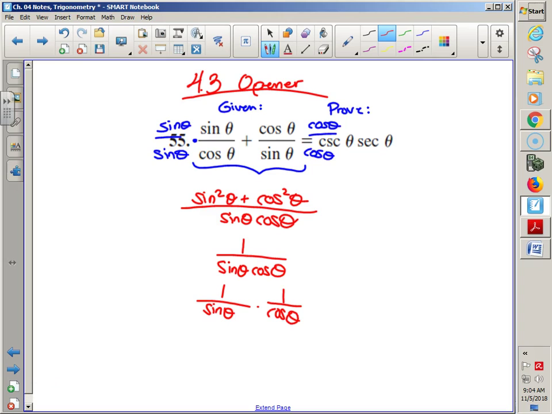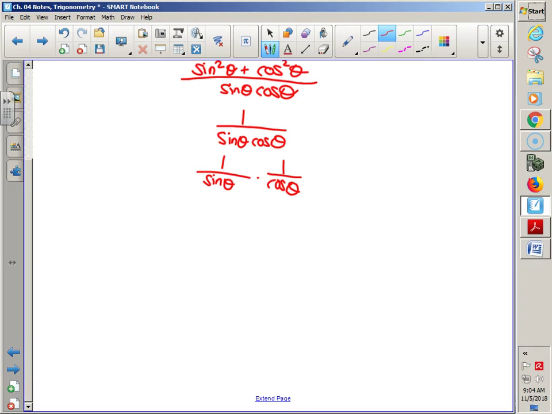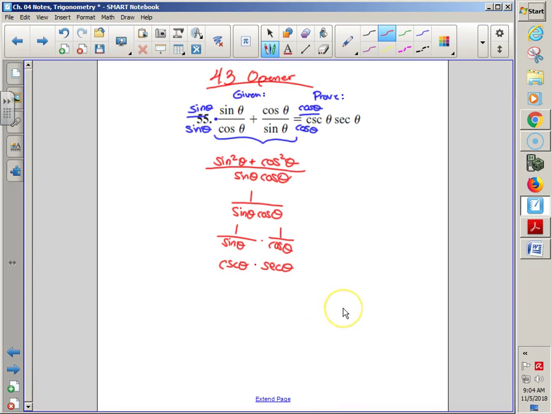And now, hold on, what properties tell us that this is cosecant of theta and this is secant of theta? Not Pythagorean, not inverse. Inverse goes backwards, right? This isn't backwards, this is upside down. What's the mathematical term? Reciprocal. There you go. Have we arrived at our proof? Yes, we have. With common denominators, with Pythagorean, with reciprocal.